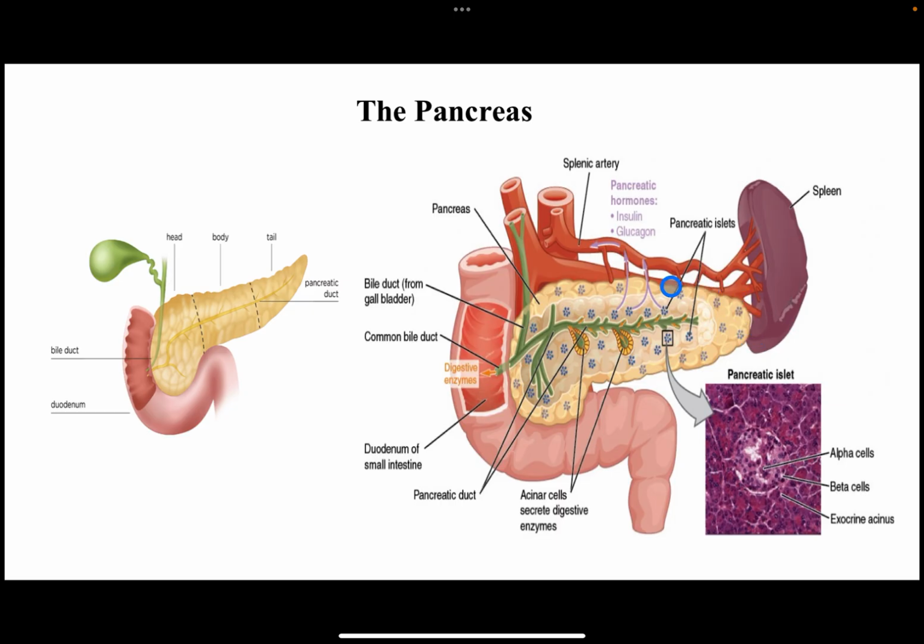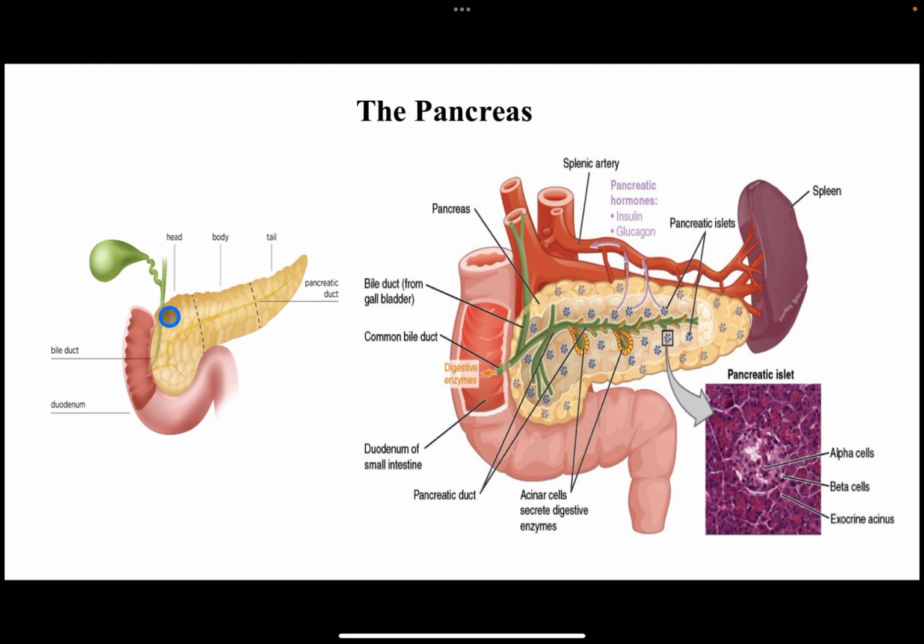So this portion is what we call the tail, the portion closer to the spleen. This area is the body. This region is the neck. And this region that is within the duodenum is the head. The rest of the portion, narrow and getting closer to the spleen, is the tail.